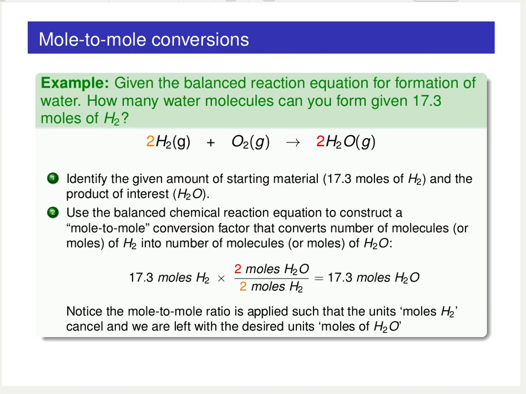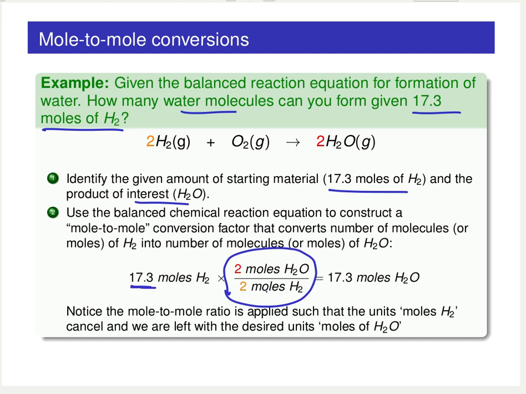So in this example, let's use our same balanced chemical reaction equation to figure out how many water molecules we can form if we're given 17.3 moles of hydrogen. So we're going to follow the same sort of procedure, figure out the reactant, product of interest. We're then going to form a mole-to-mole conversion factor, right, using those stoichiometric coefficients. We're going to be starting off with our given value of 17.3 moles of H2.